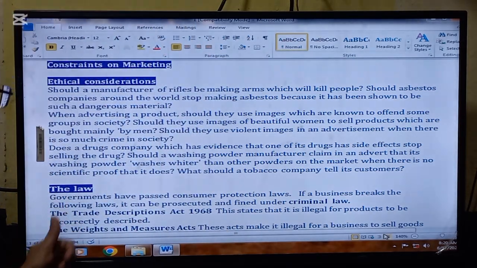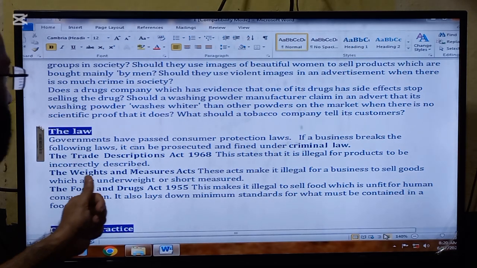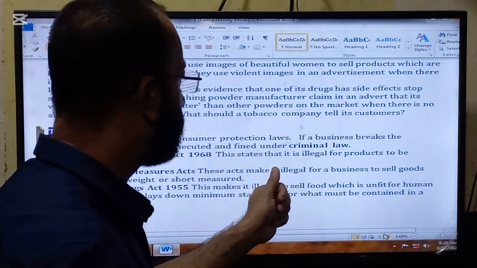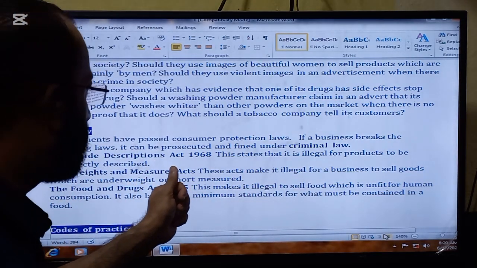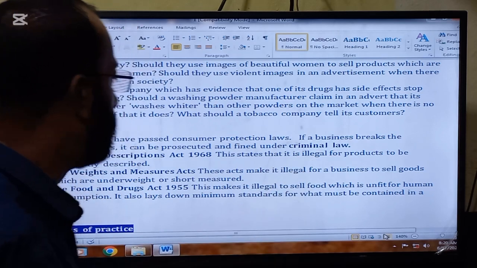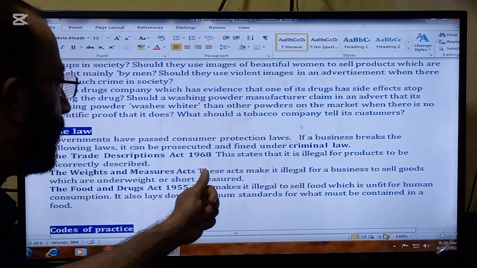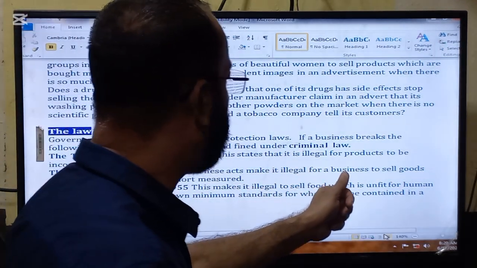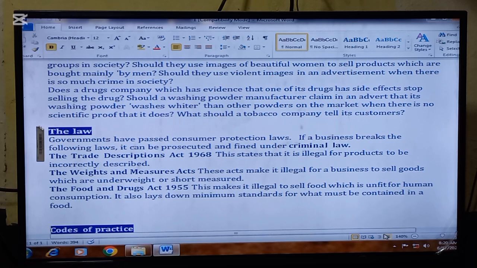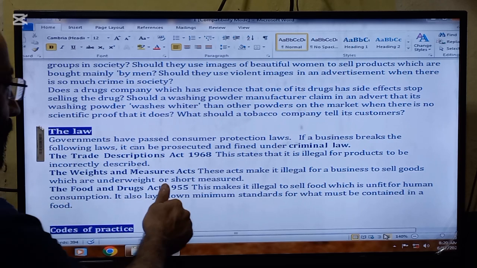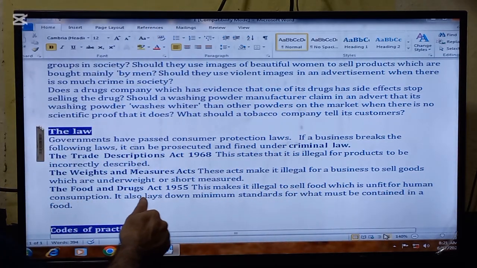Another type is the law. So look now. Governments have passed consumer protection laws. If a business breaks the following laws, it can be prosecuted and fined under criminal law. The Trade Descriptions Act 1968 states that it is illegal for products to be incorrectly described. Another is the Weights and Measures Act. These acts make it illegal for a business to sell goods which are underweight or short measured.